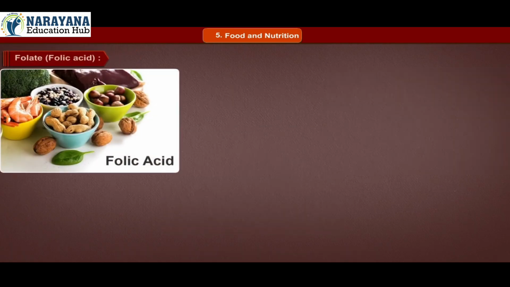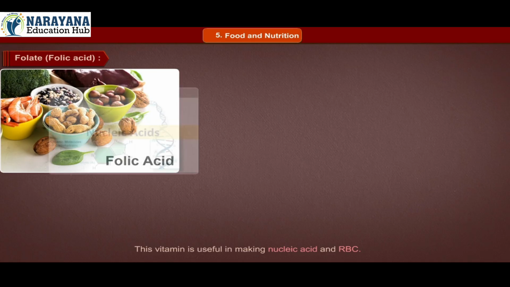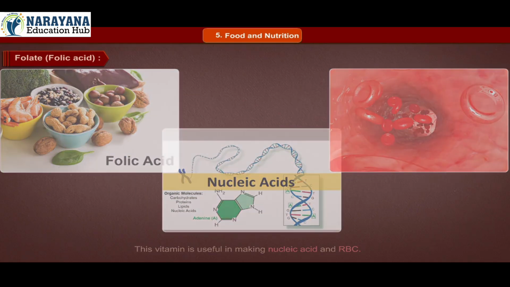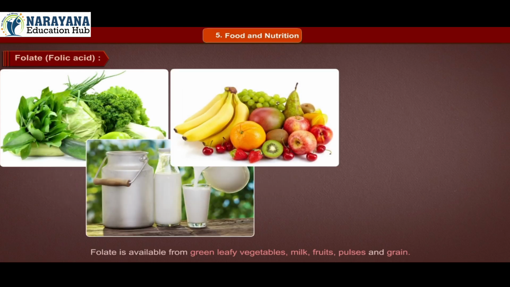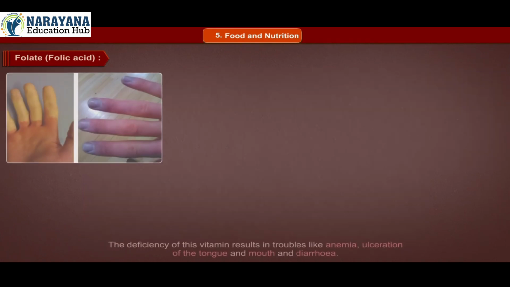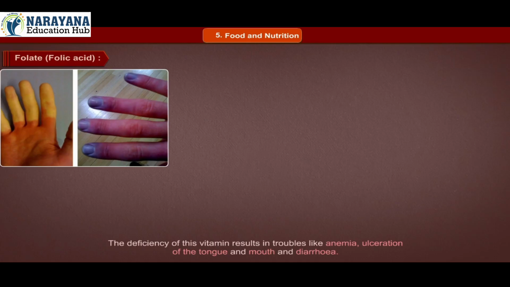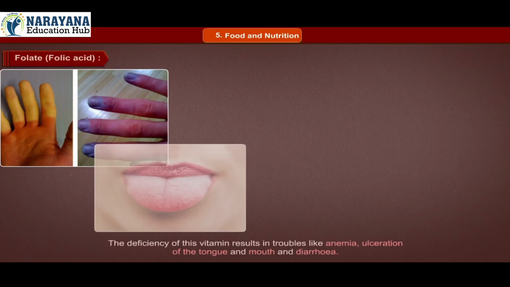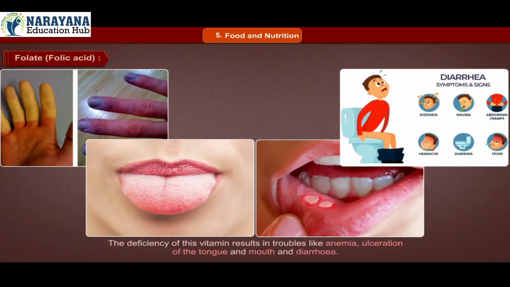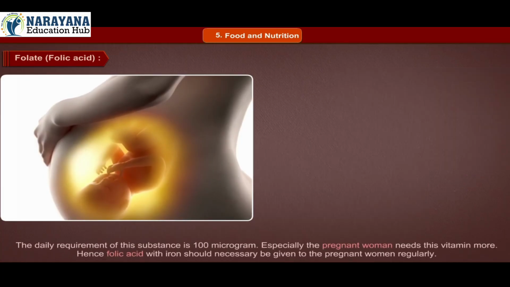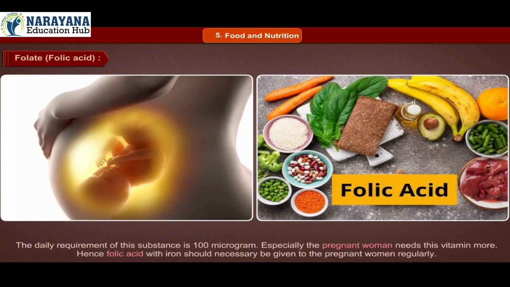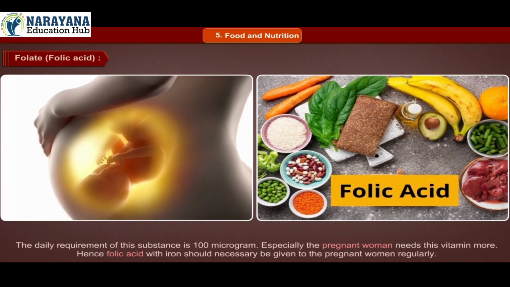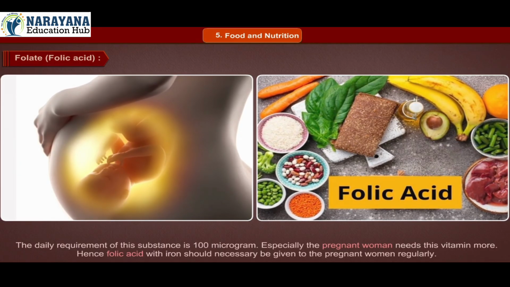Folate, that is folic acid. This vitamin is useful in making nucleic acid and RBC. Folate is available from green leafy vegetables, milk, fruits, pulses, and grain. The deficiency of this vitamin results in troubles like anemia, ulceration of the tongue and mouth, and diarrhea. The daily requirement of this substance is 100 microgram. Especially the pregnant woman needs this vitamin more. Hence, folic acid with iron should necessarily be given to pregnant women regularly.